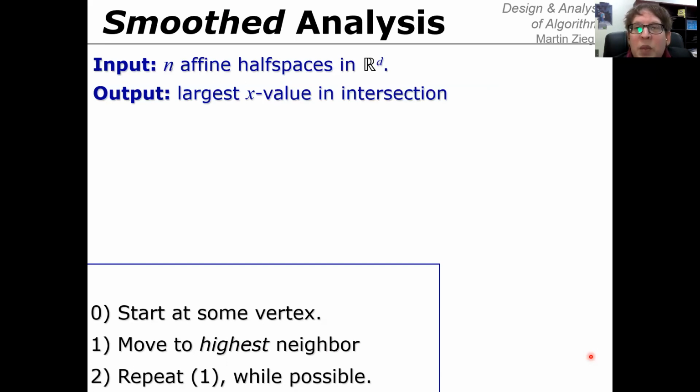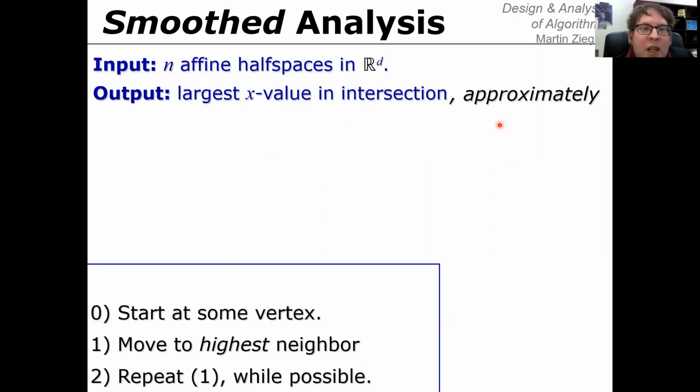And for smooth analysis, we make a small relaxation. We're not interested in finding the largest x value in the intersection as traditionally, but we allow for some approximation as long as this approximation satisfies a certain approximation ratio. This is something we'll talk about a lot more when we talk about approximation algorithms later. But for now, let's just take it informally: approximating the largest x value up to, let's say, a multiplicative factor 1 plus sigma.